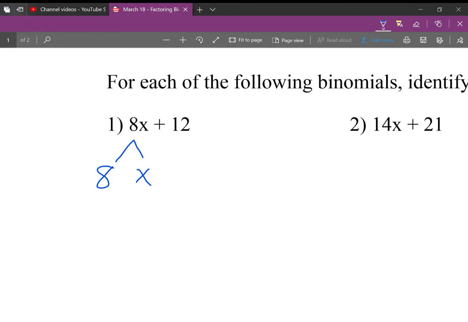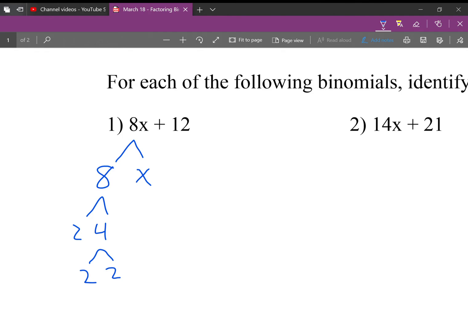Now I'm going to break the 8 down until it's broken down into just prime factors, meaning the factors are prime numbers. So 8 breaks into 2 and 4. Now 2 is prime, so that stops there. 4 isn't, though. It keeps going into a 2 and a 2. And then now I have 3 2's, and those are all prime numbers, so I'm going to stop there and look back at the x. That x isn't doing anything. It's just going to stay there.